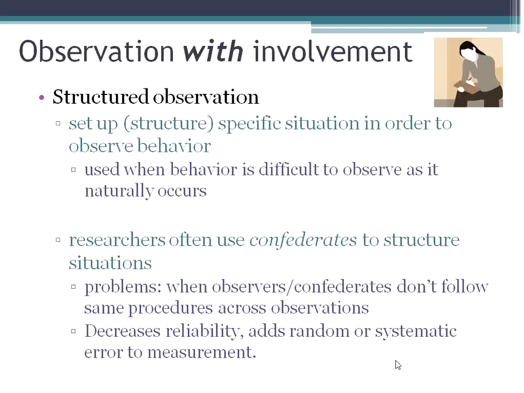One problem with using confederates is the confederates themselves are part of the research. They're part of the research stimuli, and so they need to use the same exact procedures and behave in exactly the same way every single time. Because if they don't, that adds noise to our data and reduces reliability.